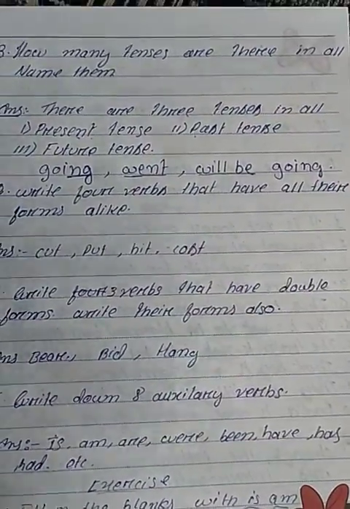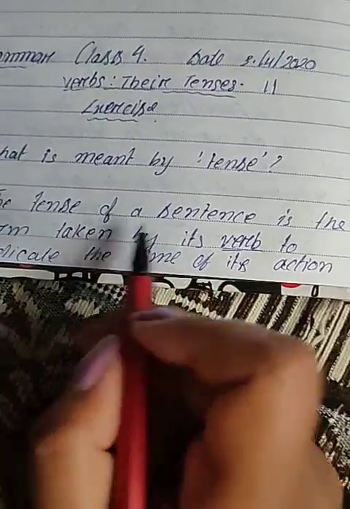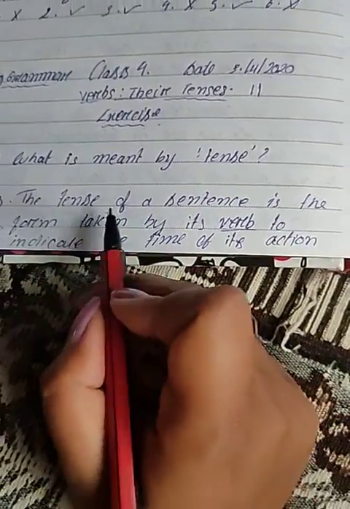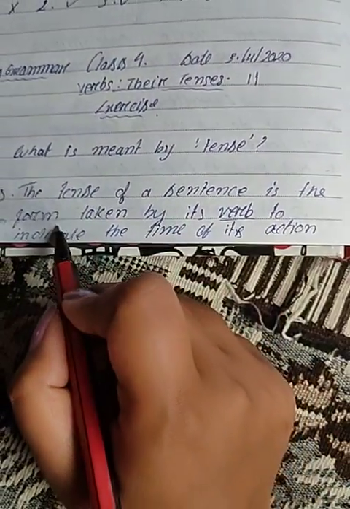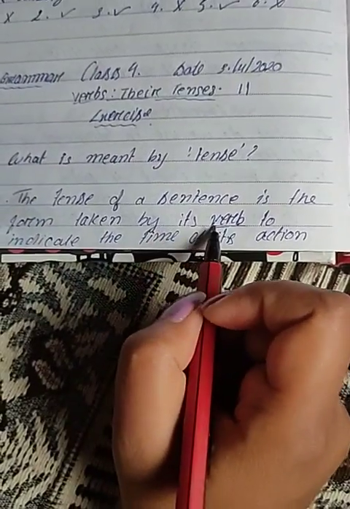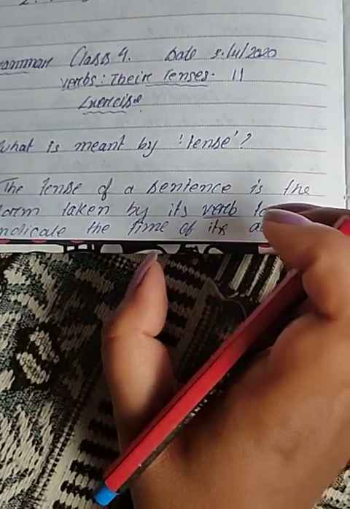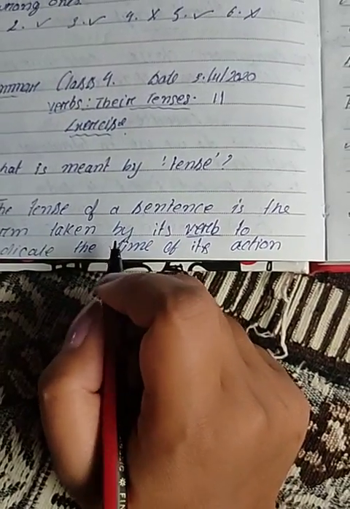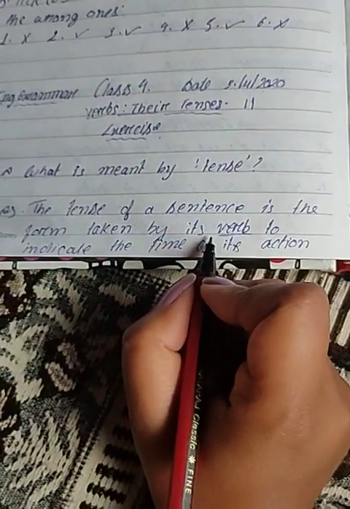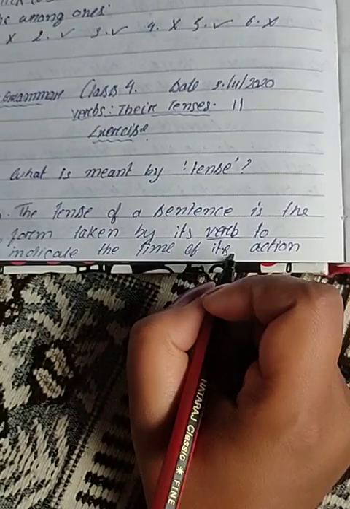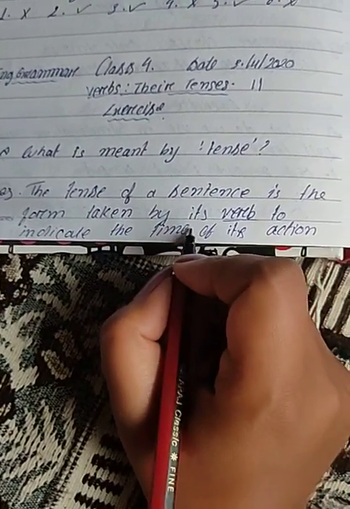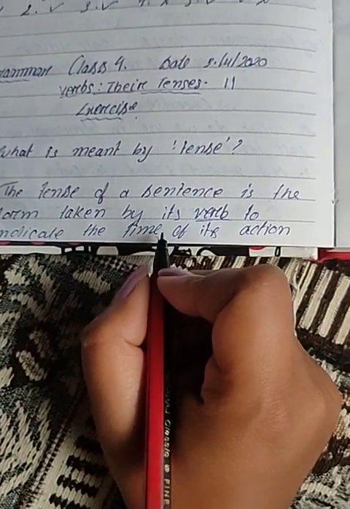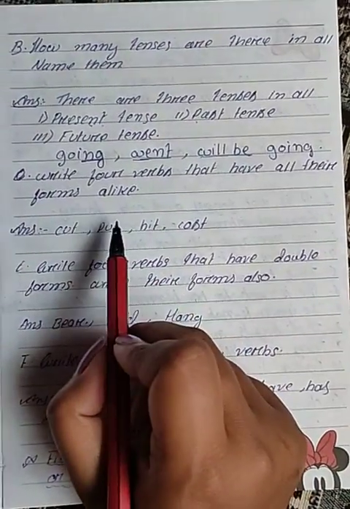So now you know, as I have said, the tense of a sentence is the form taken by its verb. That means in a sentence, a verb will always denote which tense the sentence is in. The verb will indicate the time of its action, and also indicate in which tense it is. But you have to keep in mind that there are several verbs.